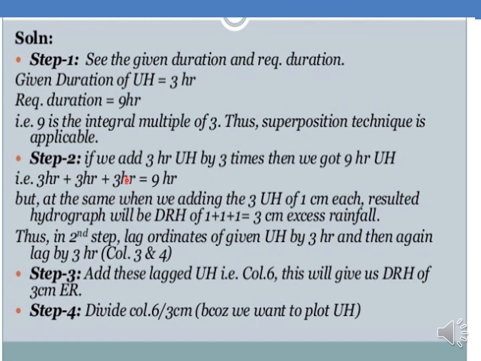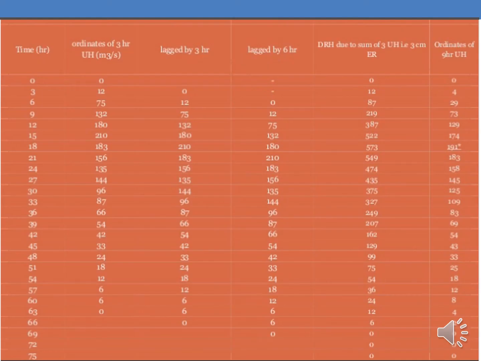Unit hydrograph means the hydrograph for 1 centimeter rainfall. If we add 1 centimeter rainfall, 1 centimeter rainfall and 1 centimeter rainfall, we will get 3 centimeter. So if we are adding these 3 unit hydrograph, we are getting a 3 hour DRH, 3 centimeter DRH. We have to divide that with 3 to get the unit hydrograph for 9 hour unit duration. So it will be clear when you do the problem.